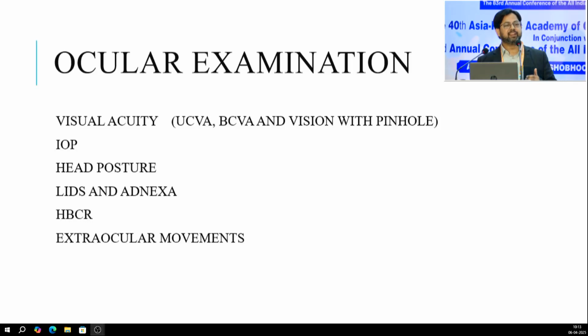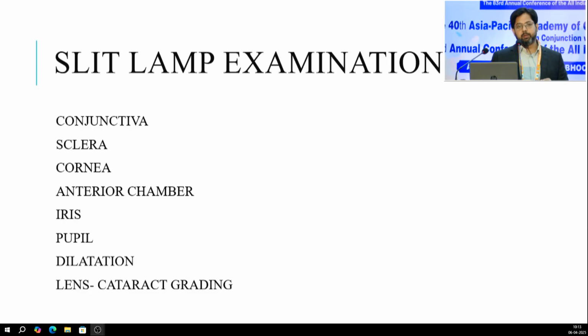Do see the lids and adnexa. At least do a Roplast test if not syringing. Do document if there's any deviation. Could be sensory exotropia because of hypermature cataract, or could be a pre-existing deviation. Do document extraocular movements.